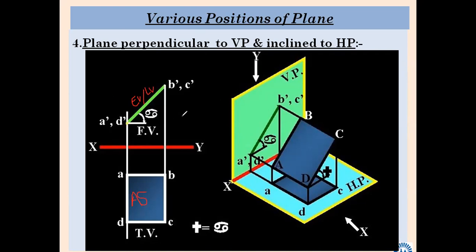So you can note this down; either take a screenshot or write. A plane perpendicular to VP will show its edge view or line view. And as it is inclined, as we know, if a particular line is inclined to a particular plane, it shows the apparent length, and a plane shows its apparent shape. So this is the fourth type of plane, the plane perpendicular to VP and inclined to HP.